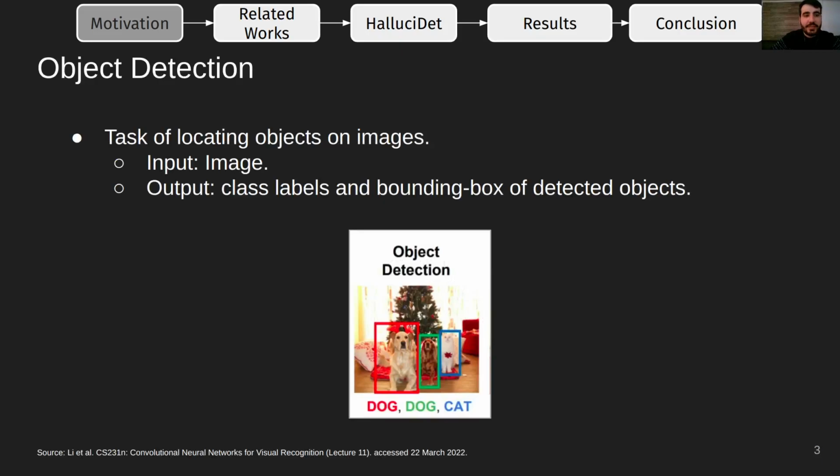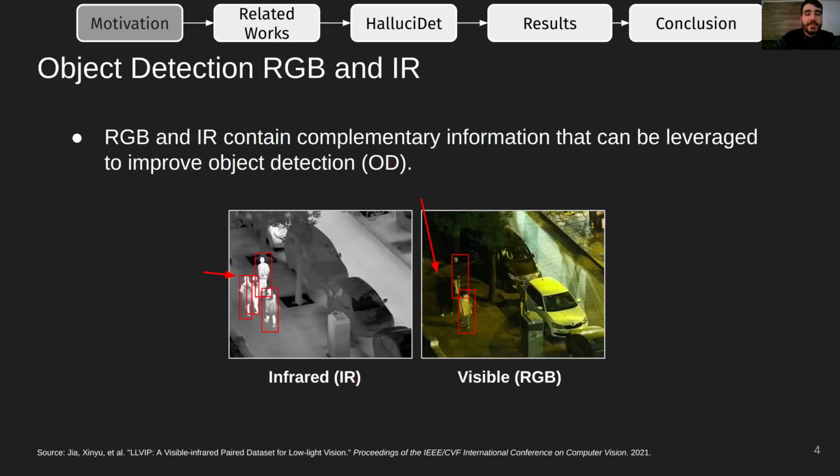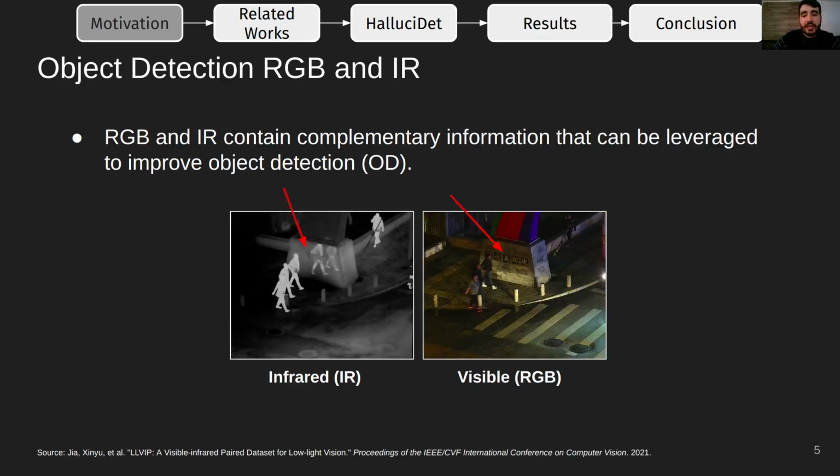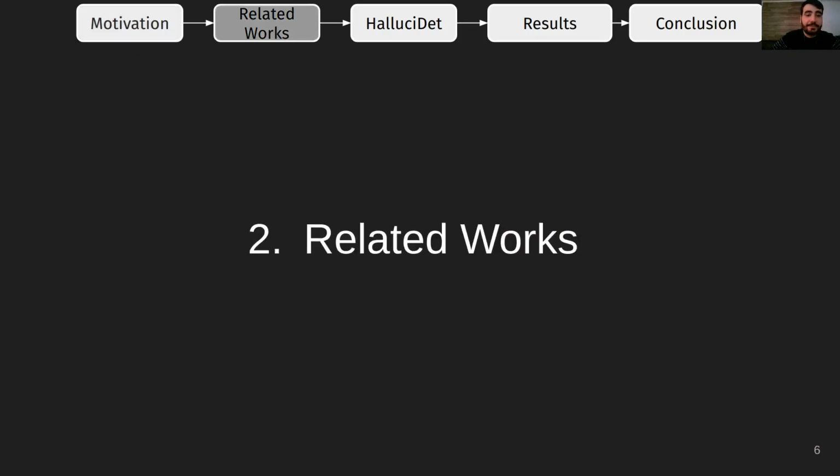Object detection is the task of locating objects in an image. You receive the image as an input, and you have as an output the class labels and the bounding boxes of the detected objects in this image. The RGB and IR modalities can contain complementary information that can be used to improve object detection. Normally, the IR images are used during low light conditions, while the RGB images are more used during daylight conditions.